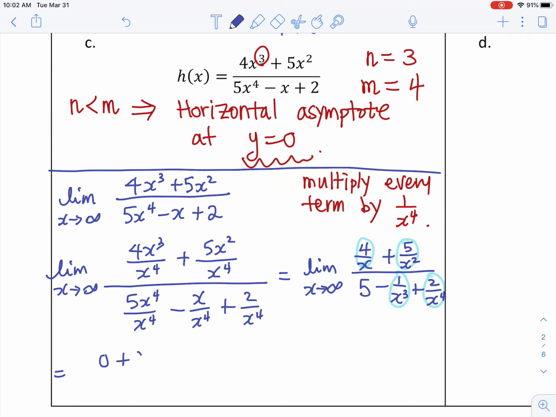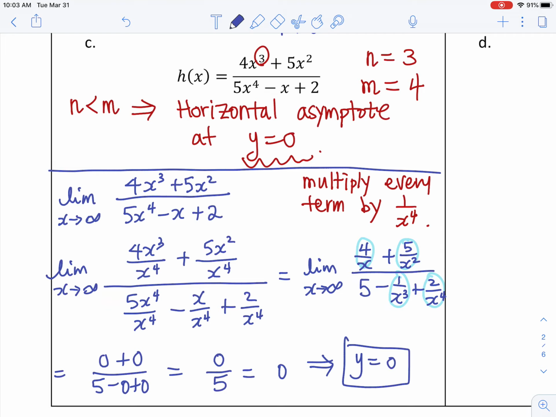So if I rewrite this, that's going to be 0 plus 0 over 5 minus 0 plus 0. That's 0 over 5, and 0 over 5 is simply 0. So we do have a horizontal asymptote at y equals 0. That's how you can use the limit to find the horizontal asymptotes. As x gets really, really big, this function will approach the y value of 0. It's going to be almost exactly the same thing if you work with negative infinity.